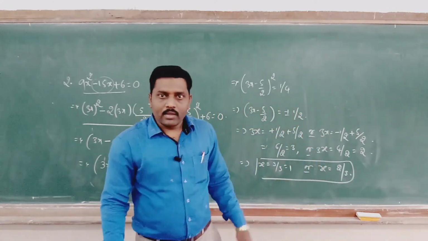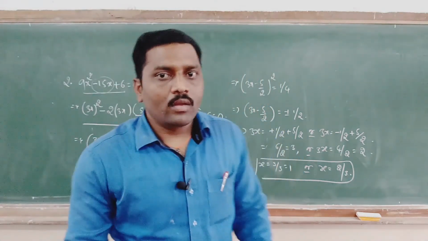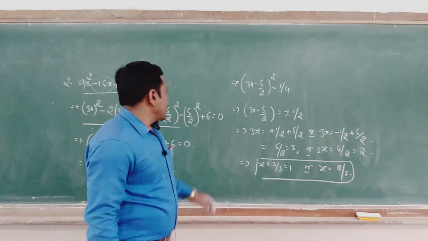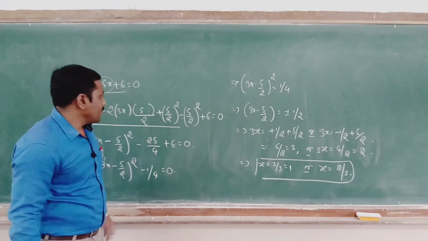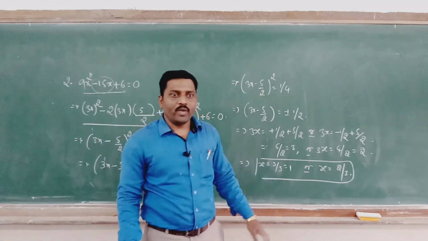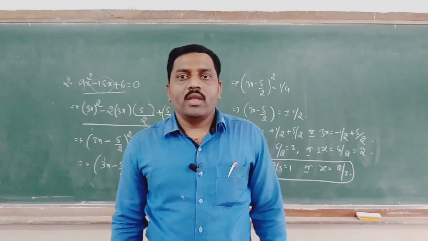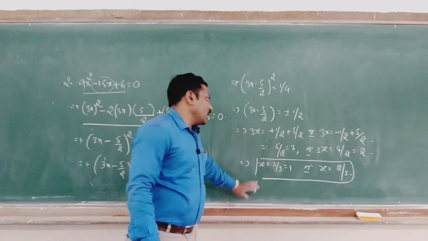So these are the solutions of the given quadratic equation. The solutions are x is equal to 1 or x is equal to 2/3, or these are the zeros of the given quadratic equation.